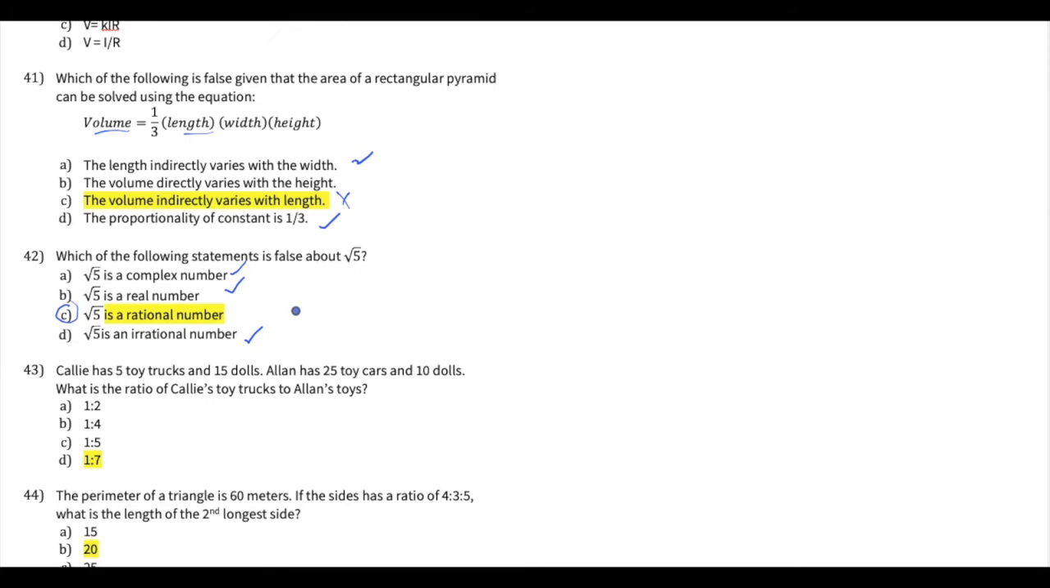Number 43. Callie has 5 toy trucks and 15 dolls. Alan has 25 toy cars and 10 dolls. What is the ratio of Callie's toy truck, so that's 5, to Alan's toys? Ibig sabihin, total. So, 25 plus 10, that's equal to 35. 35 and 5 parang divisible by 5. We will get 1 is to 7 or letter D.